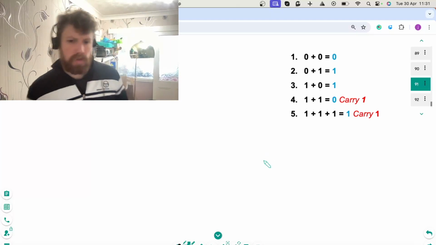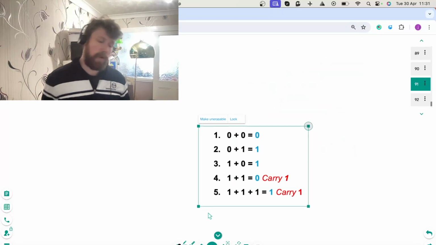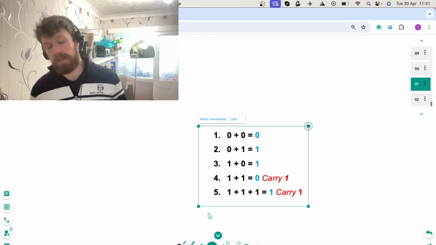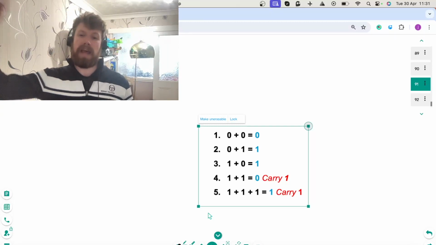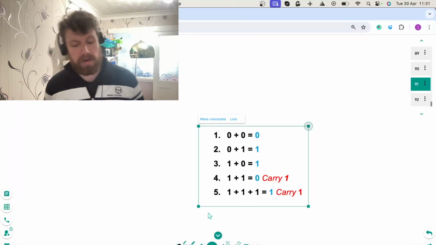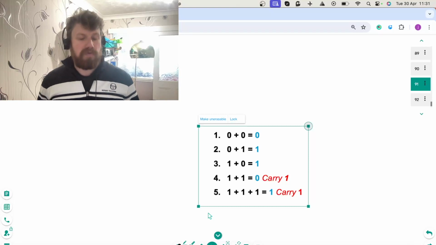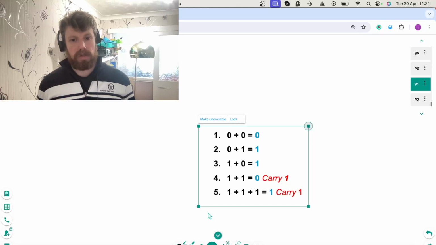Now, let's have a look at the rules for binary addition, and what I'd be doing for every single question, similar to the hexadecimal ones where I get you to write down A is 10, B is 11, and so on. These are the different rules for binary. In binary addition, we cannot have a number greater than 1 because the numbers can only be 0 and 1. So these are the rules.